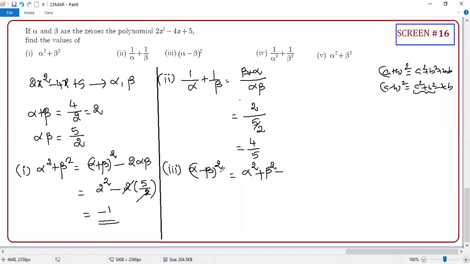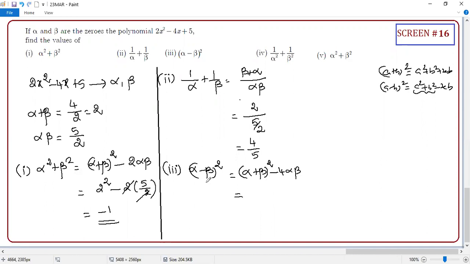Yes, guys, remember this identity. Alpha minus beta the whole square equals alpha plus beta the whole square minus 4 alpha beta. I'm wrong earlier, it is alpha plus beta the whole square minus 4 alpha beta. A minus b the whole square equals a square plus b square minus 2ab. And instead of a square plus b square, what can I write? A plus b the whole square minus 2ab. Are you clear?